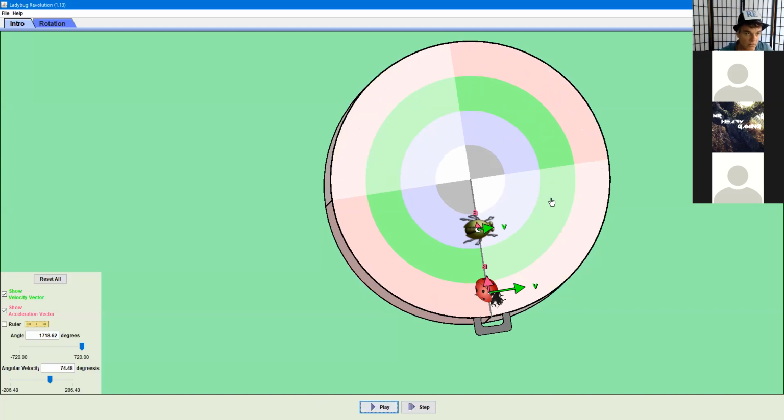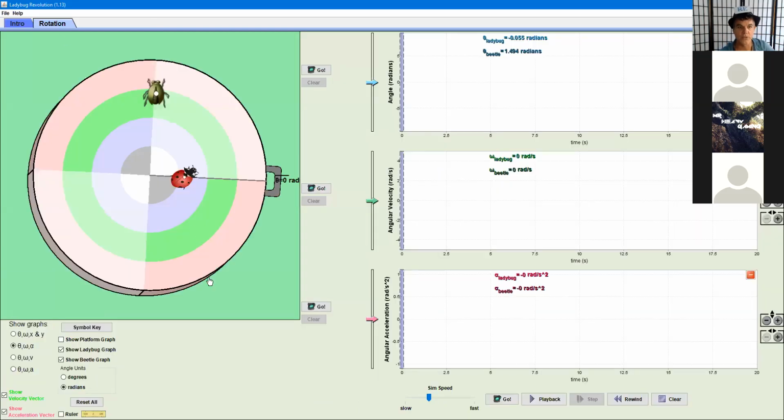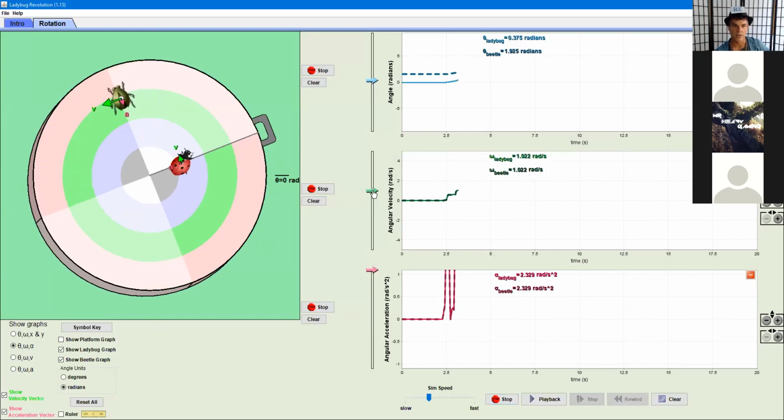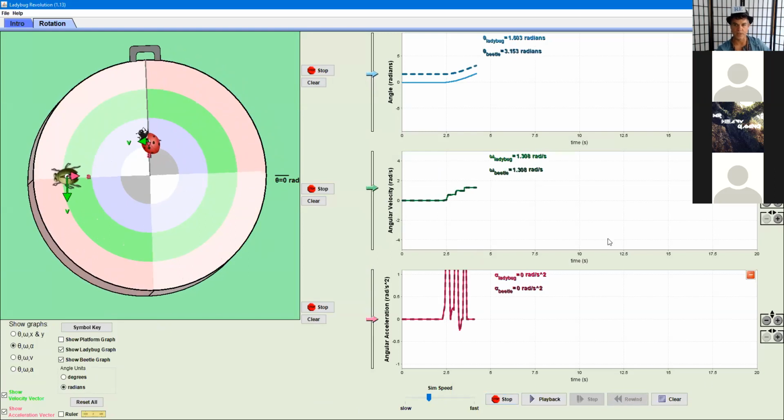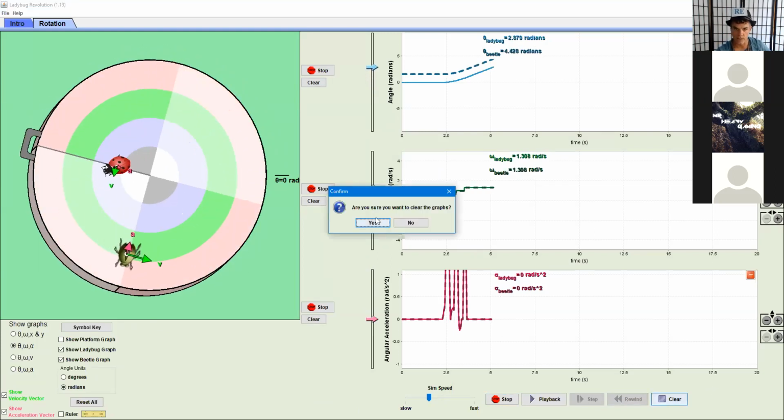Let me just look at this other rotation one. So this is kind of cool. Here you've got ladybugs, and let me just hit go. Right now, they're not moving. If I give it an angular velocity, now you can see they are both rotating. And actually, let me just clear this for a second.